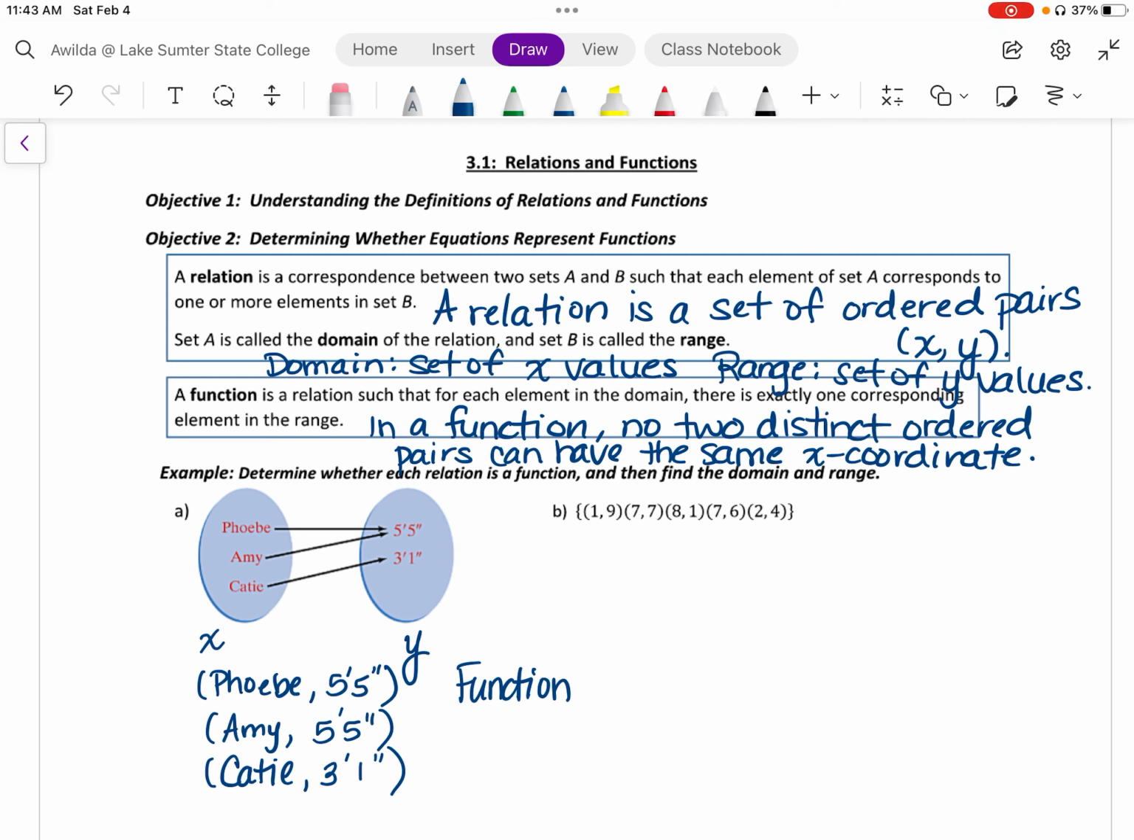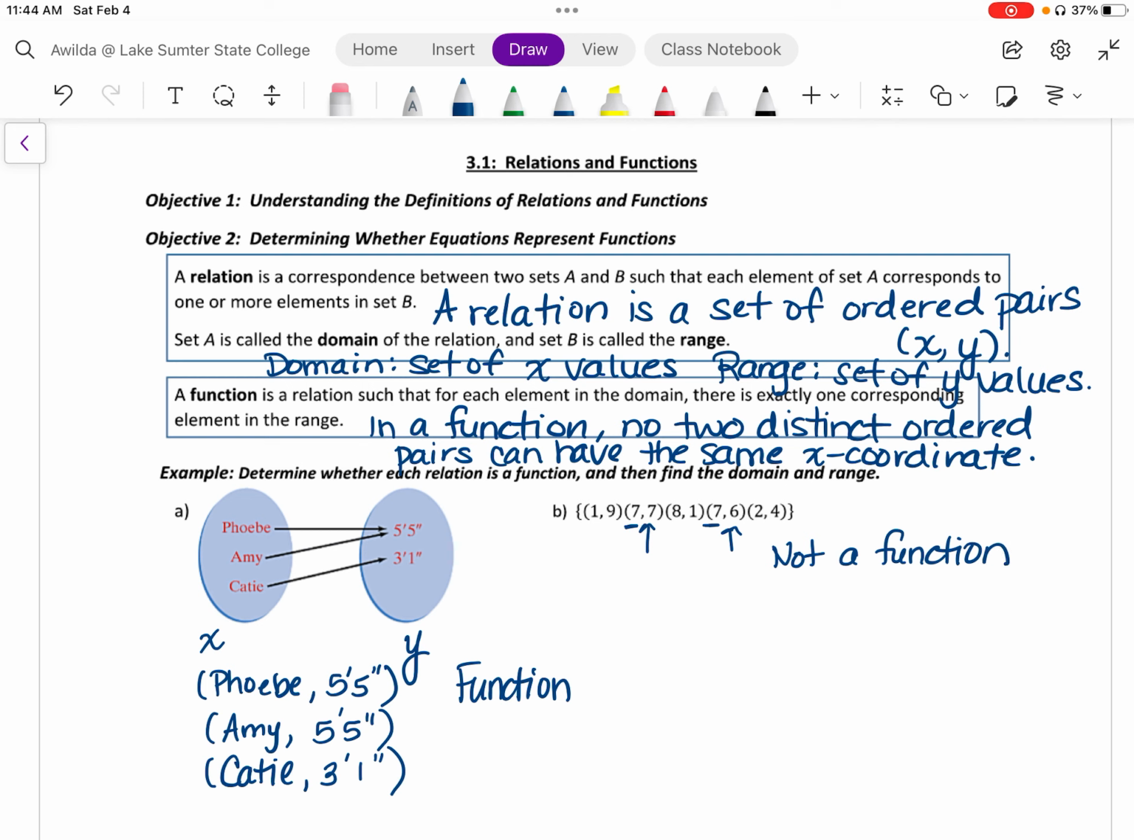In example B, we have a set of ordered pairs, so we have a relation. In this case, we have 5 ordered pairs in the relation, and we're trying to determine if this is a function or not. Well, let's see. We have an x value of 1 in the first ordered pair, an x value of 7 in the second, an x value of 8 in the third, an x value of 7 again in the fourth ordered pair. So that looks like a potential problem. The x coordinate is repeated, and yet it is being paired with different y values. So this would not be a function. Remember, we cannot have repeated x coordinates in different ordered pairs.